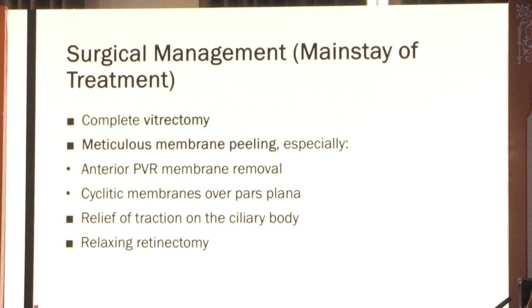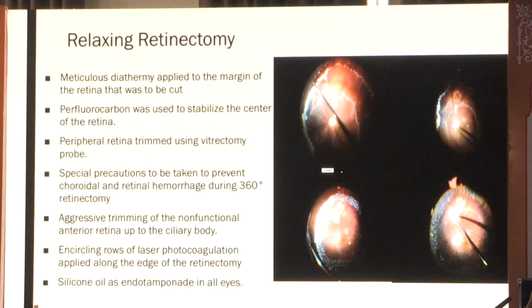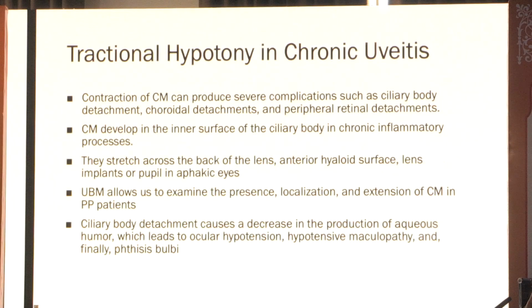So here the treatment involves meticulous removal of all these peripheral membranes, relief of traction, and sometimes even a relaxing retinotomy will be required. Here you can see the anterior retina is detached, and a lot of VR surgeons will be used to this kind of procedure, that you do diathermy, you cut off the retina, and most importantly cut off the anterior flap, which could again be a nidus for proliferation and could cause growth of membranes onto the ciliary body, causing hypotony.